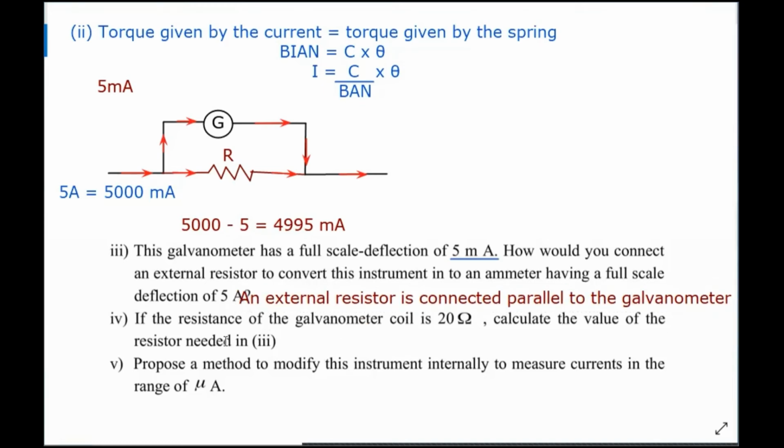Write your answer. Roman number 5. If the resistance of the galvanometer coil is 20 ohm. Galvanometer means we know the internal structure of a galvanometer. So internally current flows through a coil. Even the circuit symbol is like this. Resistance of that coil is given as 20 ohm. So I can mark the internal resistance, the resistance of the coil, that is 20 ohm, right? Calculate the value of the resistor needed in Roman number 3.